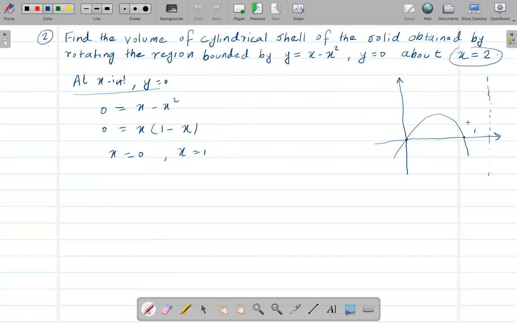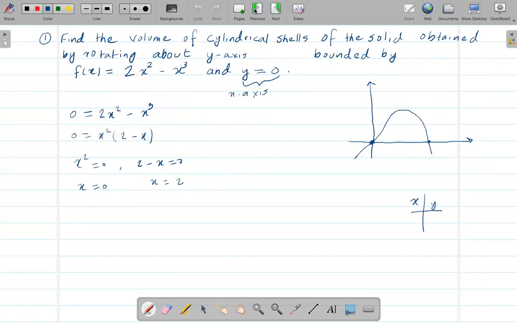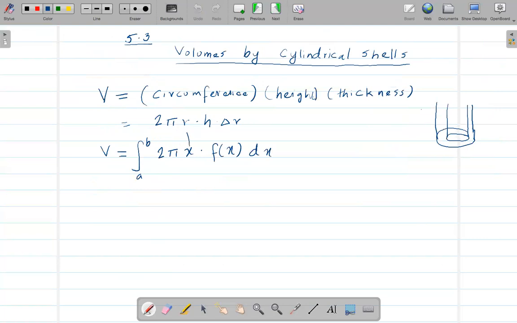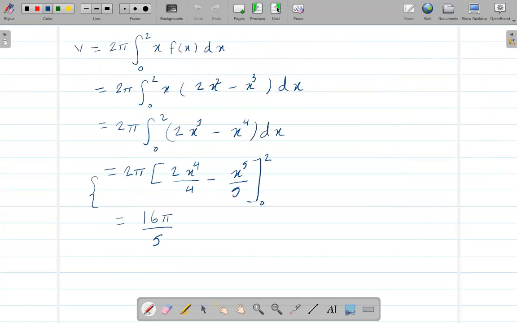Let's try to find the volume through the formula. In this case, since we said this is the radius, and this is the height, 2 pi r, right? When I explained the formula, I said 2 pi r. So basically, r is the radius.